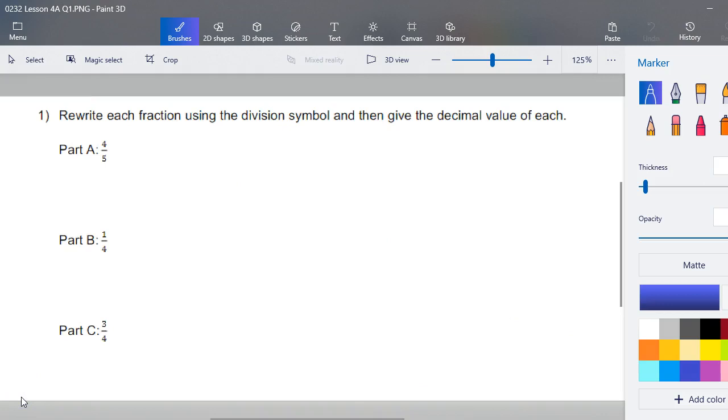This is a great time to hit pause and go ahead and complete question 1, all the parts, and then come back and watch the video with me. The directions ask us to rewrite the fraction using a division symbol and then give the decimal value of each. So this is 4 divided by 5. When I go to punch this in a calculator, I need to punch in 4 divided by 5.